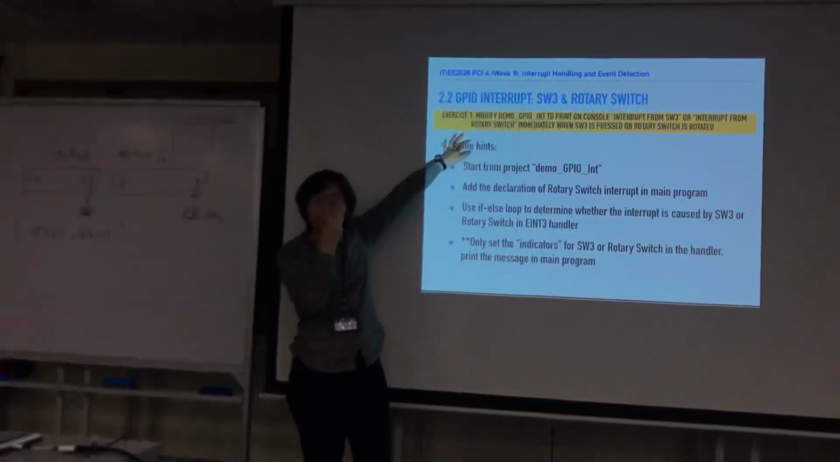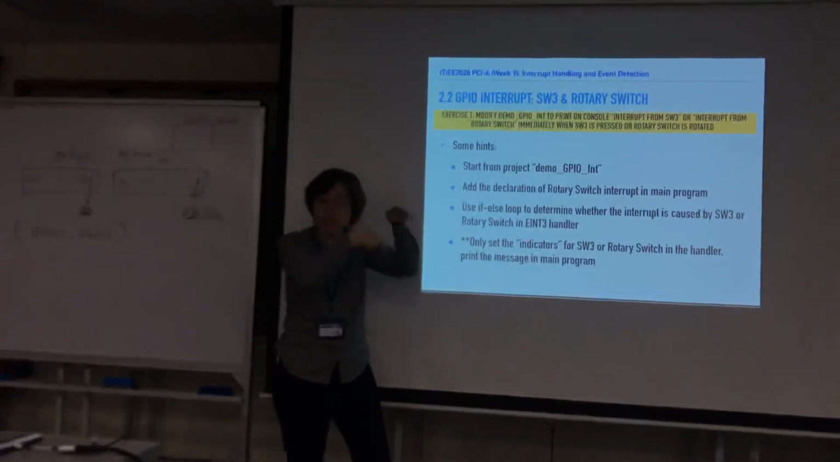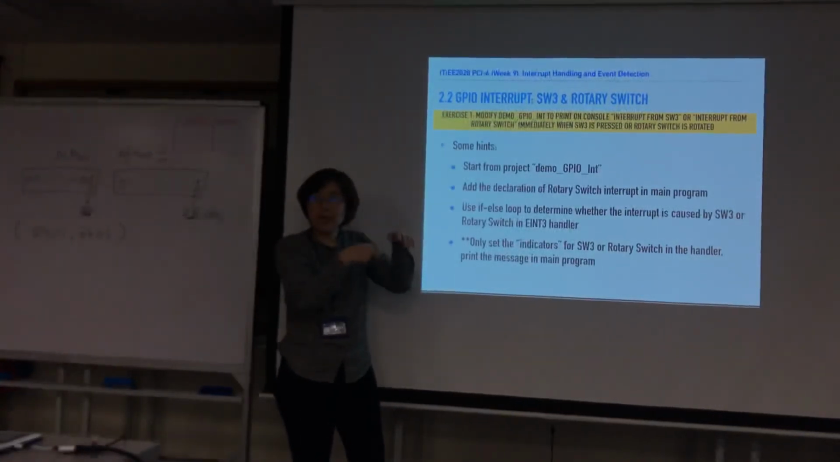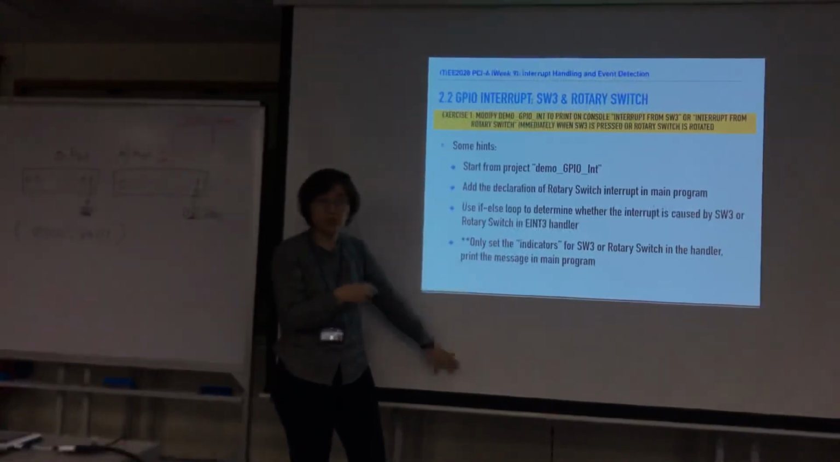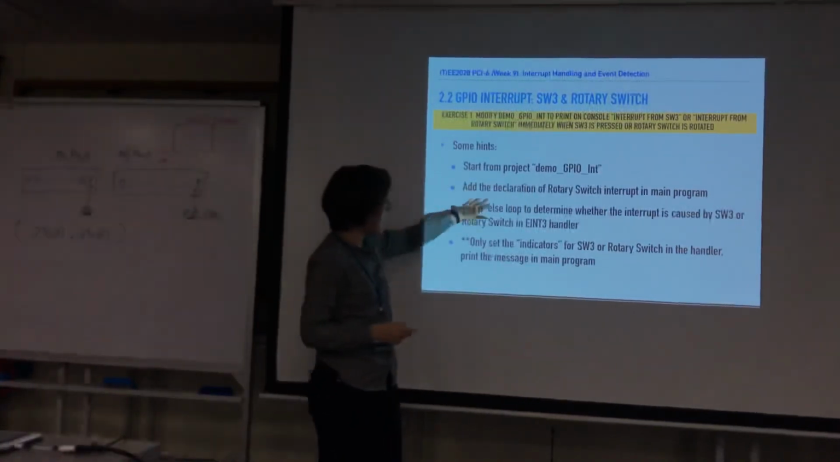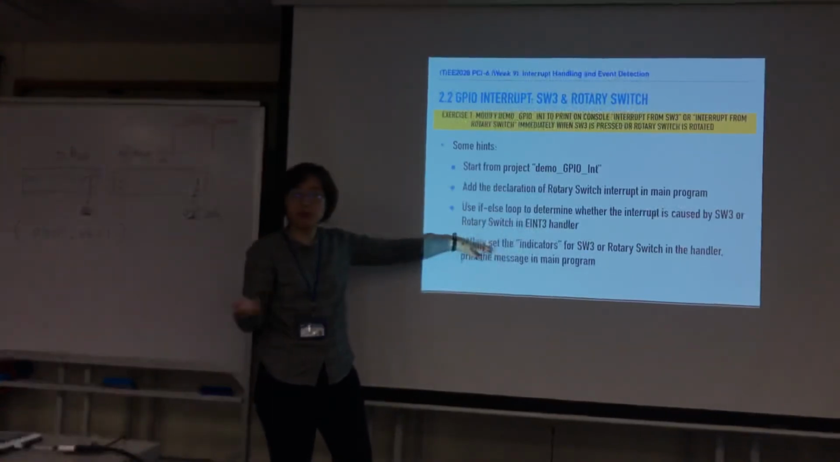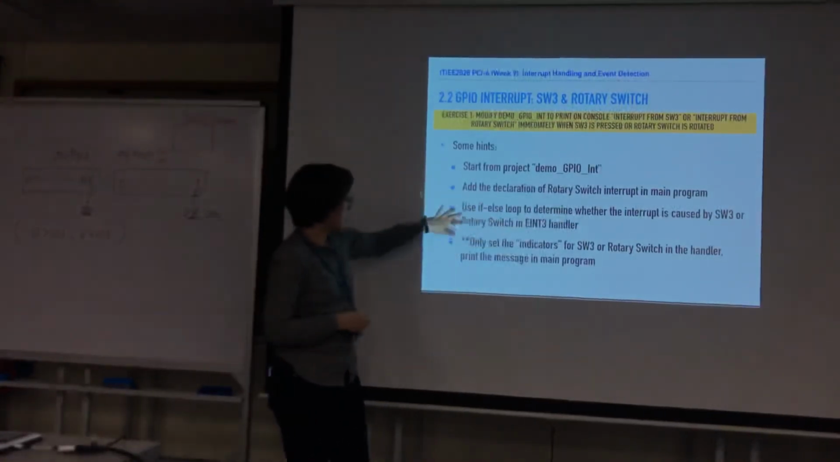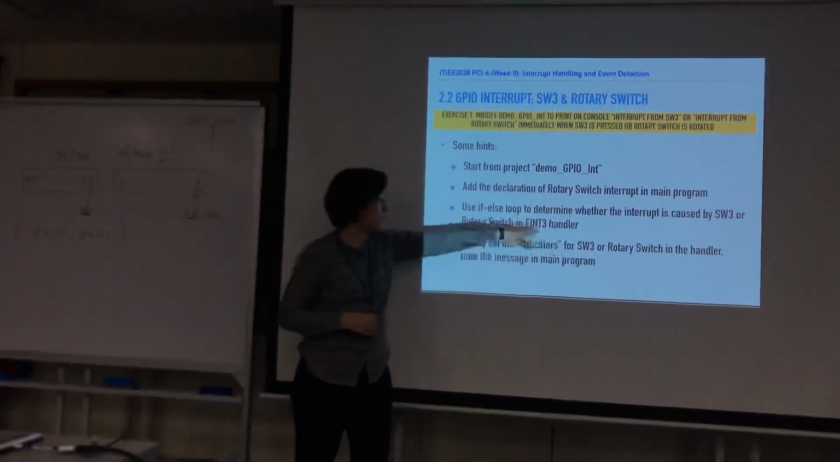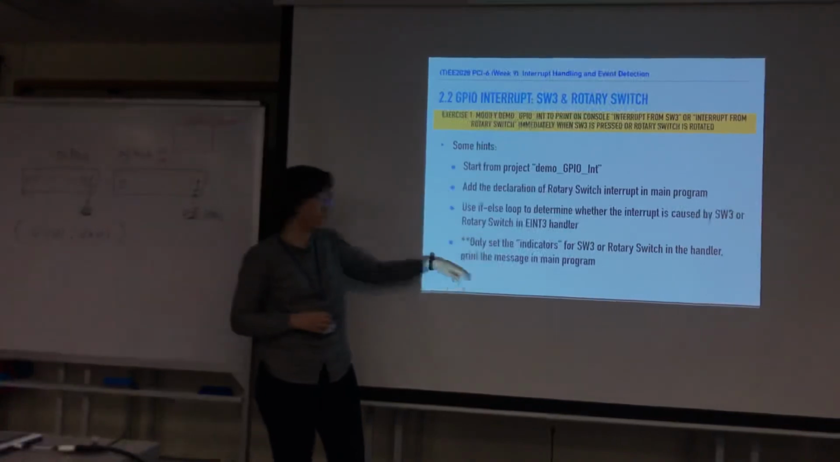So you have 2 interrupt devices. You need to enable both of them, and in the ENT3 handler, you need to identify which one caused the jump into the handler, and print a different message. Start from here, add the declaration of the rotary switch. You need to refer to the manual a little bit to figure out the rotary switch. And then use the if-else in the handler to determine whether the interrupt is caused by SW3 or the rotary switch.